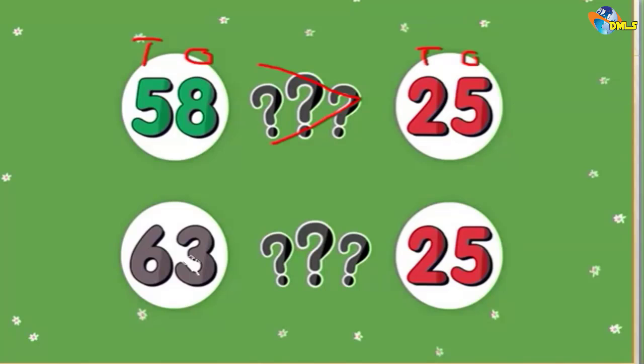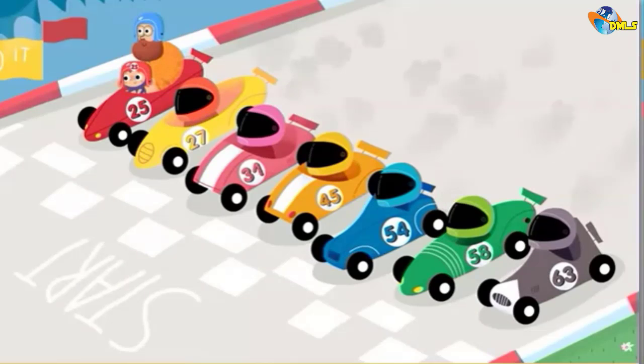Okay, we have another example. 63 and 25. At first, we will write the place value above the number and ask which is greater, 6 tens or 2 tens. Think with me. For sure, 6 tens is greater than 2 tens. So 63 is greater than 25. Perfect. At the end line, we can see that the red car is the first car to reach the end line.